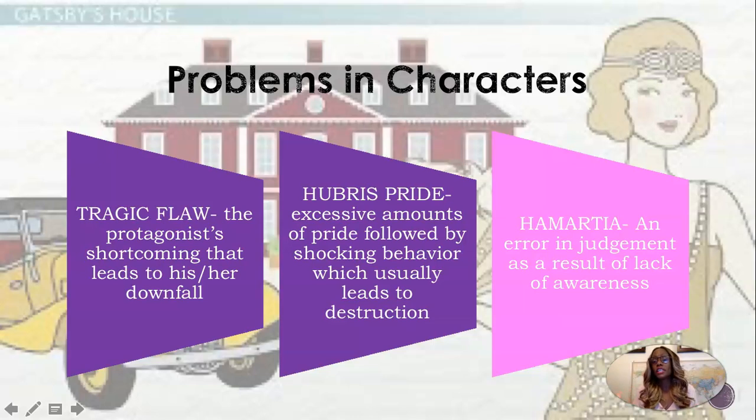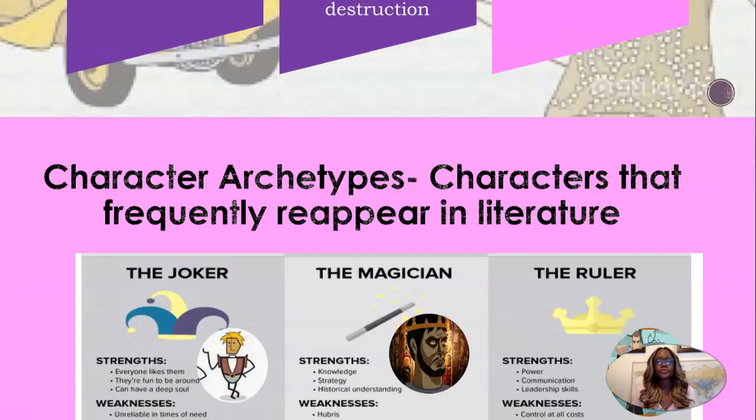And then hamartia, an error in judgment as a result of lack of awareness. When a character makes a mistake, they don't even realize it, right? Like in Oedipus, when he marries his mother, but he doesn't know, right? So you can't even really blame him, even though he blames himself. So those are the problems that exist with characters in literature.